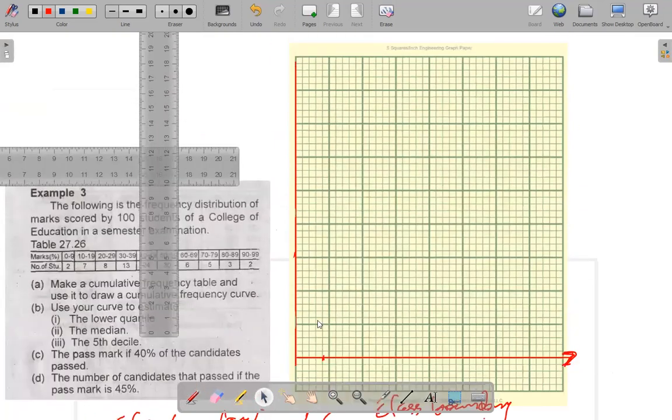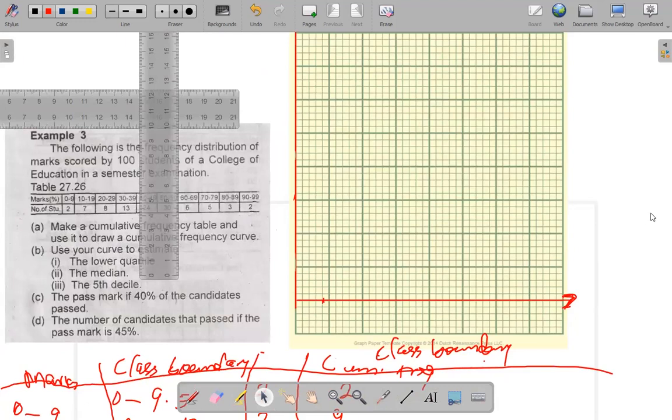But if I count these boxes, 1, 2, 3, 4, 5, 6, 7, 8, 9, they are now the same. So I can use a scale of 2 centimeters to 10 units. Rather, I will use 2 centimeters to 20 units. So here will be 20, there will be 40, there will be 60, there will be 80, there will be 100. So this is our 0 on the x-axis.